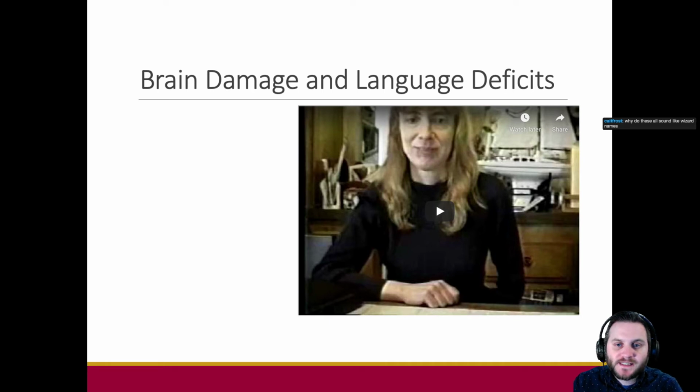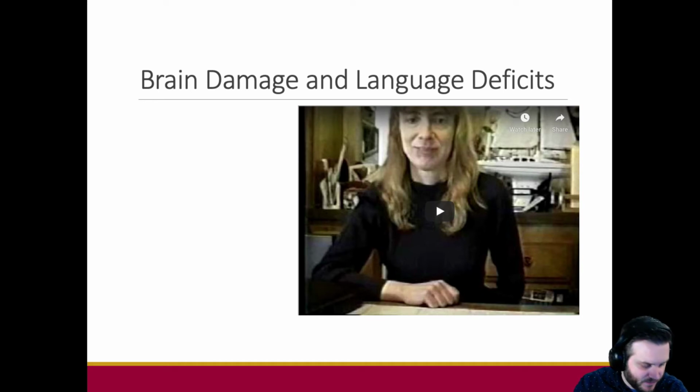So she is a stroke patient or survivor, and tumors can also cause apraxia, as can brain insults, which are things like concussions.